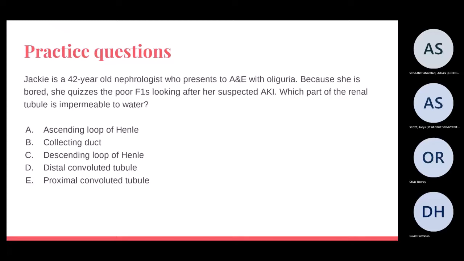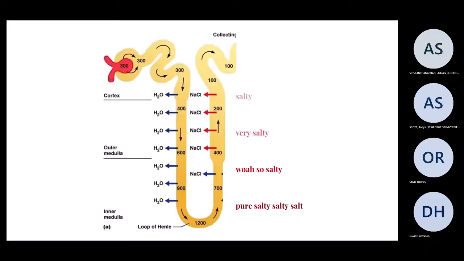Got some A's coming in, and you are all right. Yes, well done. It's the ascending loop of Henle or the ascending limb of the loop of Henle, either way. Now, this just requires a very, very basic understanding of how the loop of Henle works. This diagram is horrible. All diagrams of the loop of Henle are horrible.